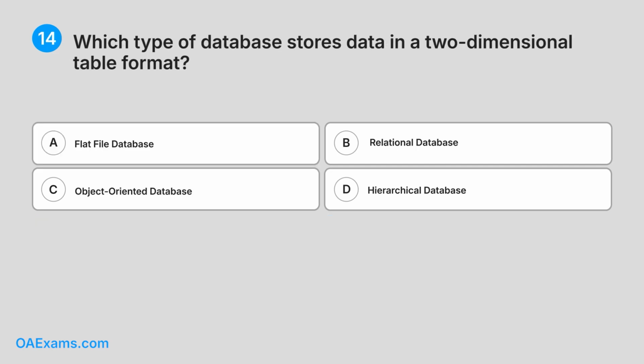14. Which type of database stores data in a two-dimensional table format? A. Flat file database. B. Relational database. C. Object-oriented database. D. Hierarchical database. Can you guess the answer?